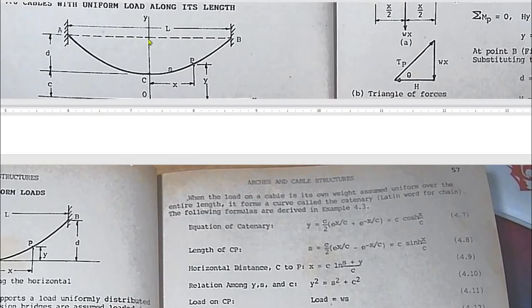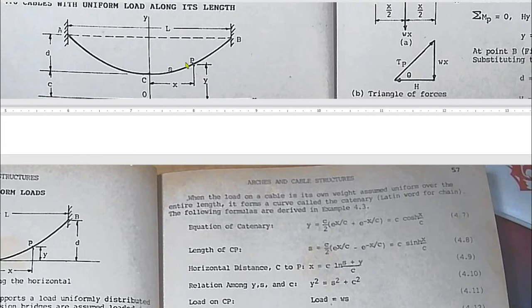So ito yung figure. When the load on a cable is its own weight, assumed uniform over the entire length, it forms a curve called the catenary, Latin word for chain. The following formulas are derived. So equation of a catenary boils down to C times cosh of x over C. This is hyperbolic trigonometric function. That is equation 4.7.